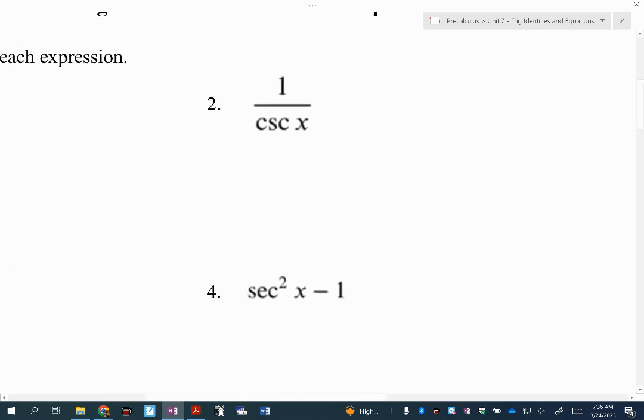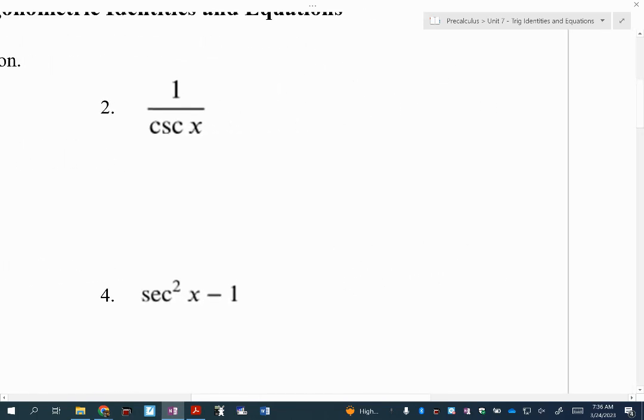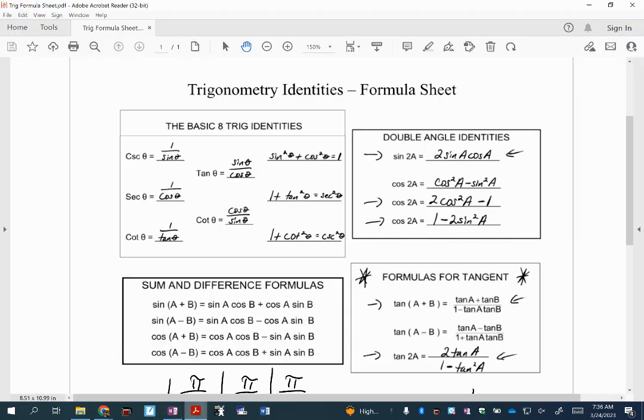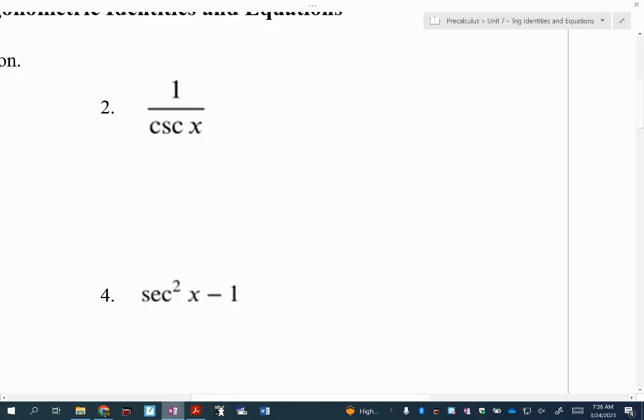Let's do number 2. Another basic identity. This is one of your basic 8 identities. This is a reciprocal identity. You don't see it exactly over here, but I've been trying to stress that sine and cosecant, cosine and secant, and tangent and cotangent are all reciprocal identities. So when you do 1 over one of them, you can just write its reciprocal, and the reciprocal of cosecant is the sine of x.